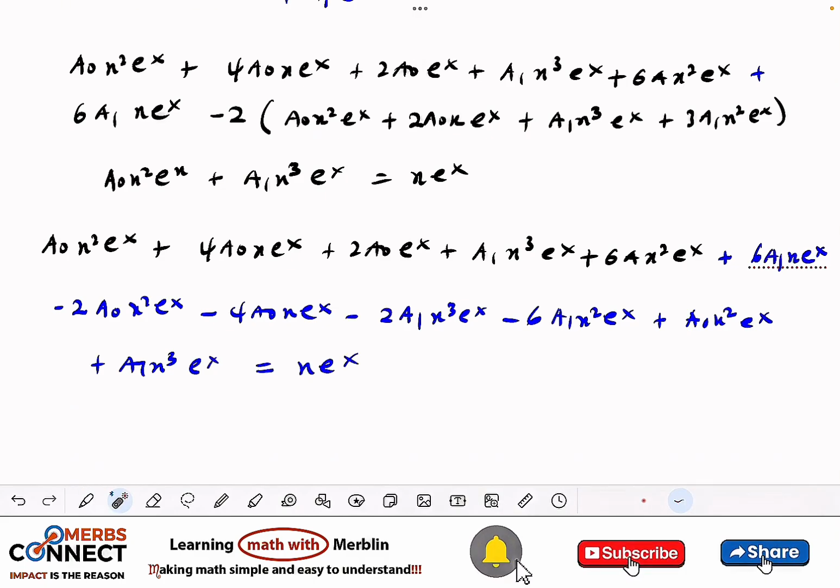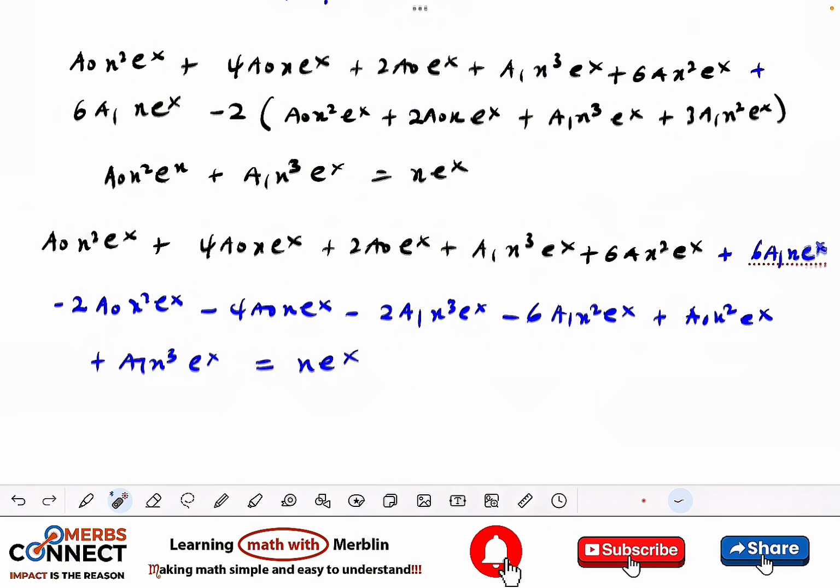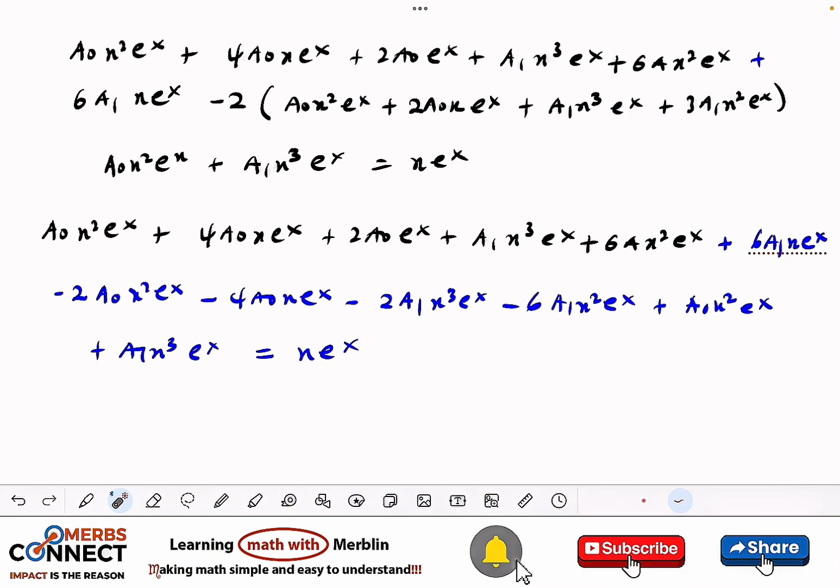So now we look at the terms and see if we can cancel some terms out or if we can add some terms. So same idea, look for all the terms without x, right? So let's look for them. Without x, we have one here. Without x, it's just one. Oh, wow, interesting. So without x is just 2a naught e to the power x.